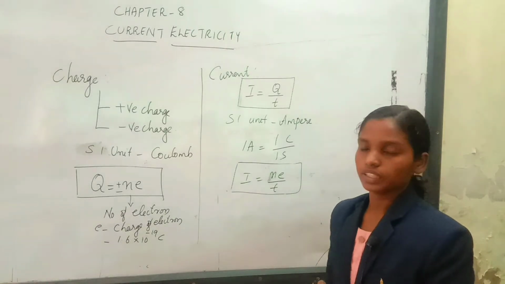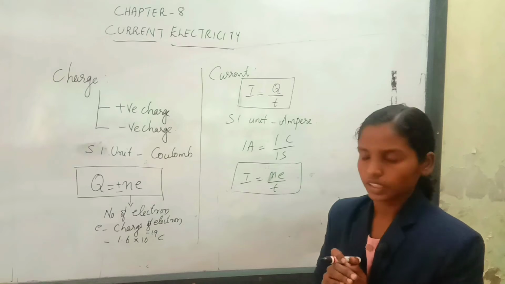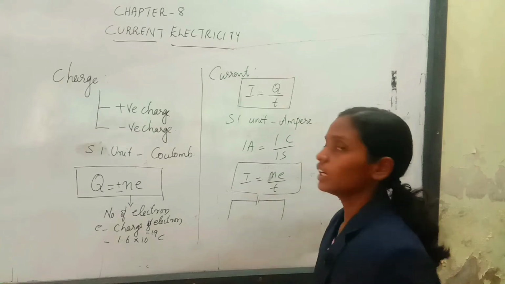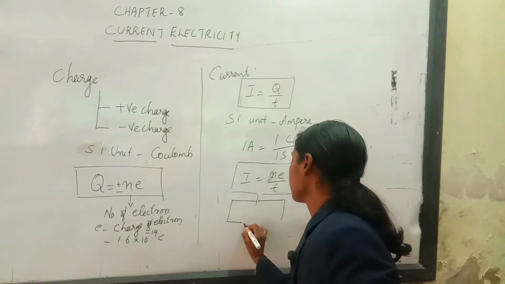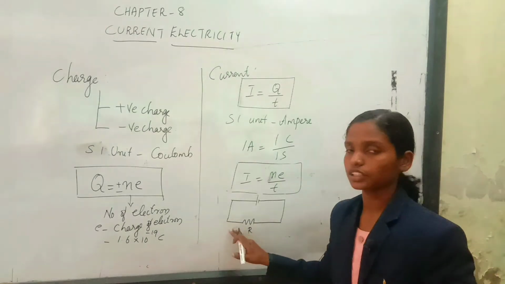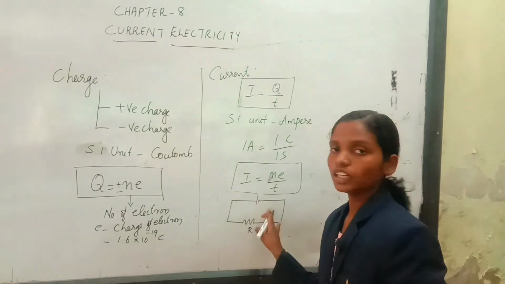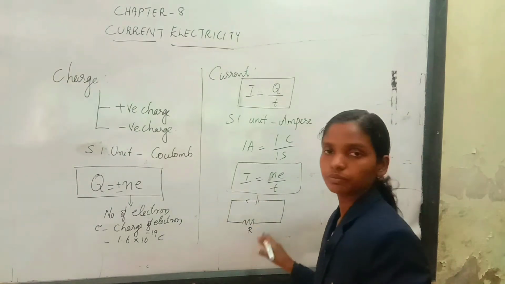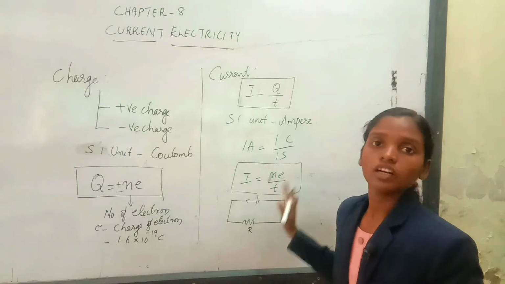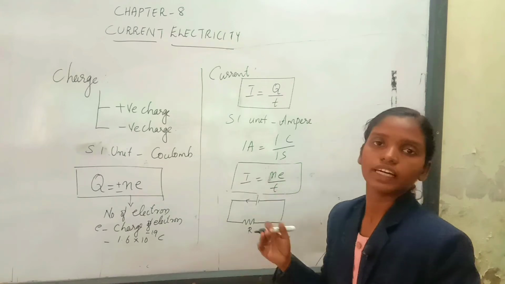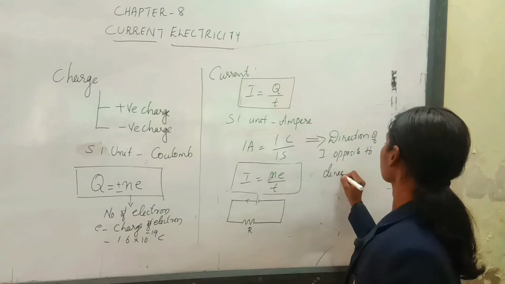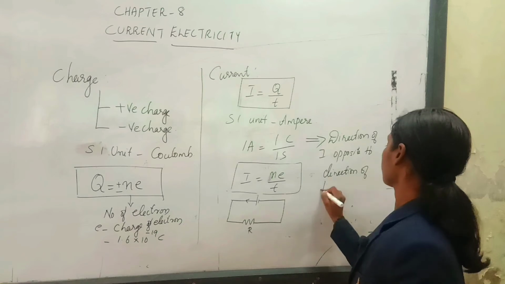Now we go into detail about the current. What is the direction of the current? When we connect a battery, a source, to any external resistor or object, the current always flows from positive to negative. The direction of the current is opposite to the direction of the flow of electrons.